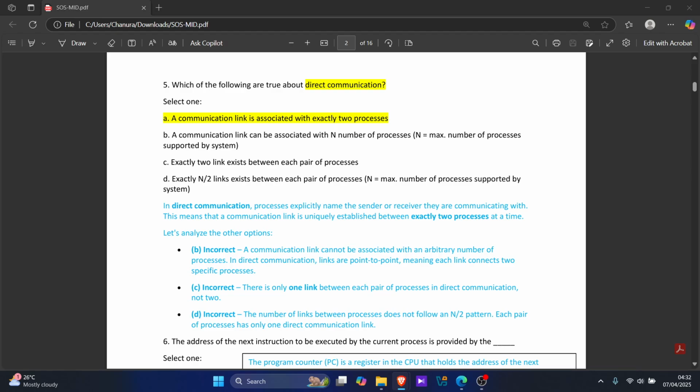The provided explanation also says that in direct communication, each link is between exactly 2 processes, so A is correct. The other options are dismissed because links are point-to-point, only one link per pair, and D's formula isn't applicable. I think that confirms that the correct answer is A.